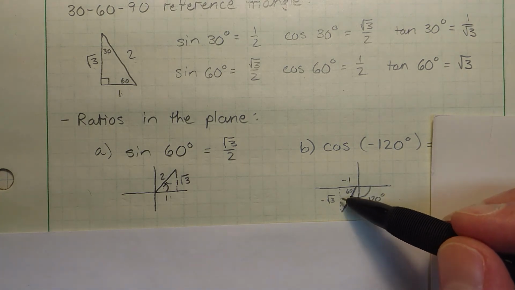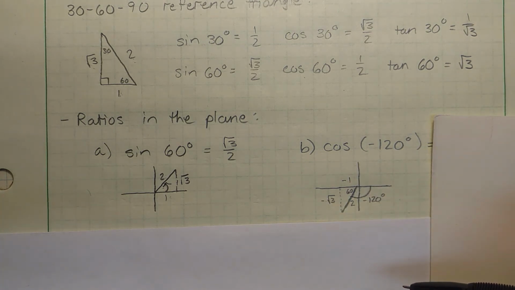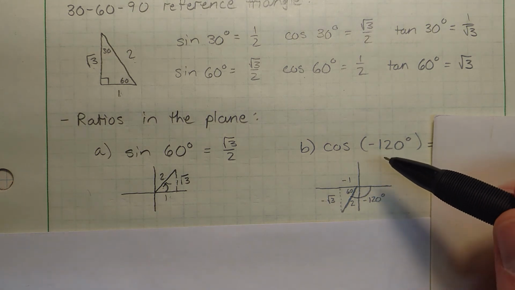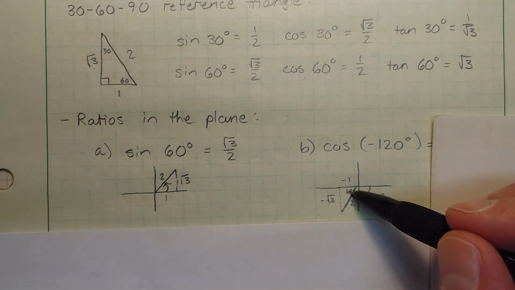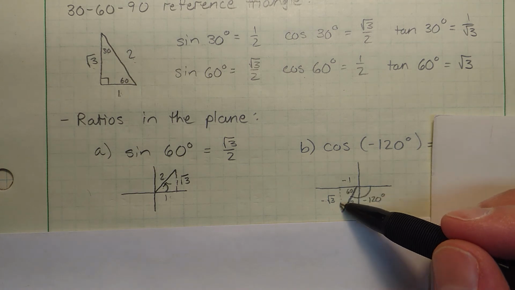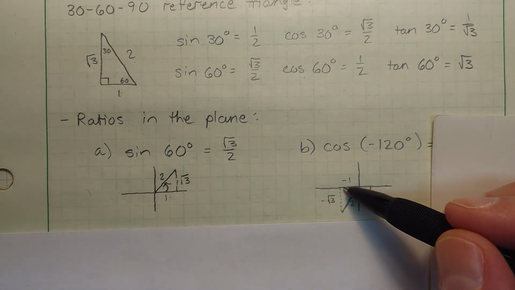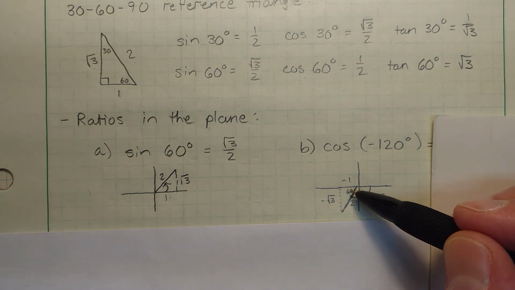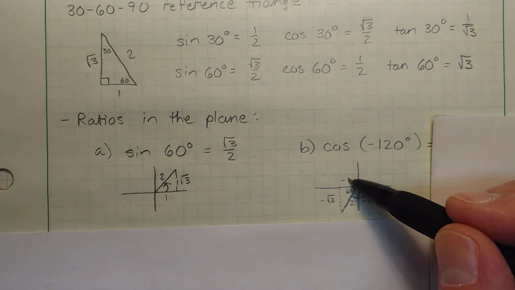And this is down, so the y value here is negative radical 3. So now when I want the cosine, I'm looking at this angle here. I'm looking inside my right triangle there. For the cosine, the adjacent is going to be negative 1.